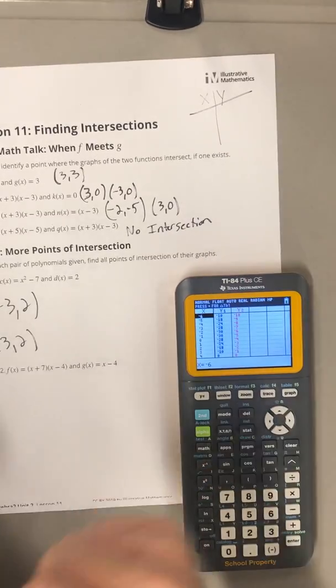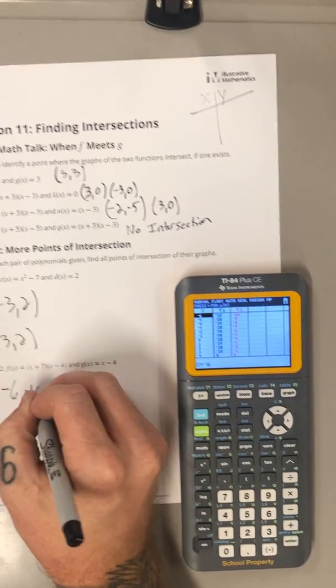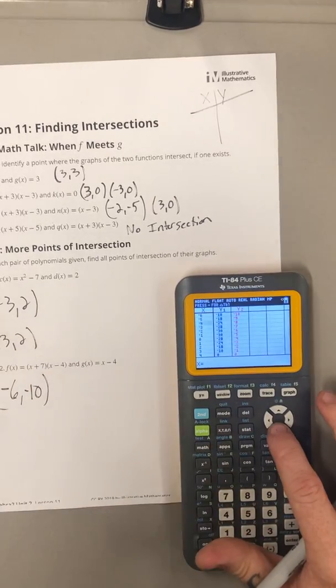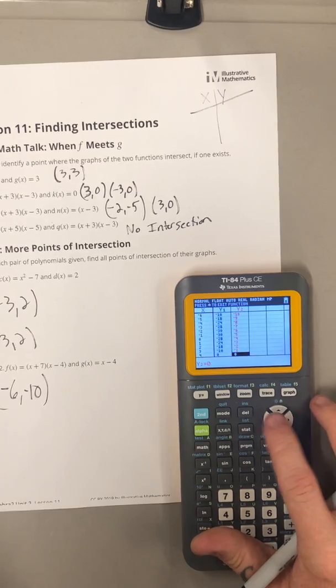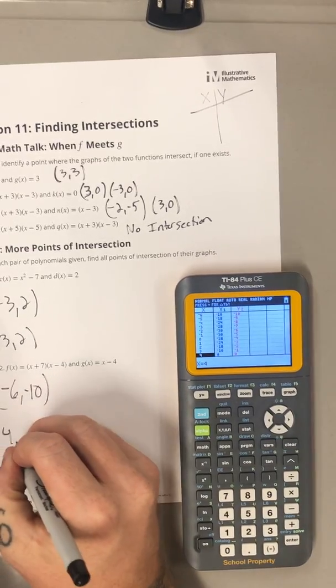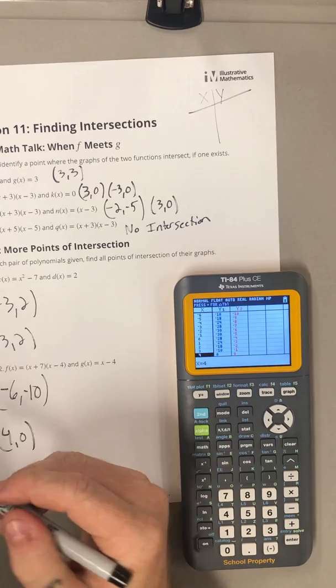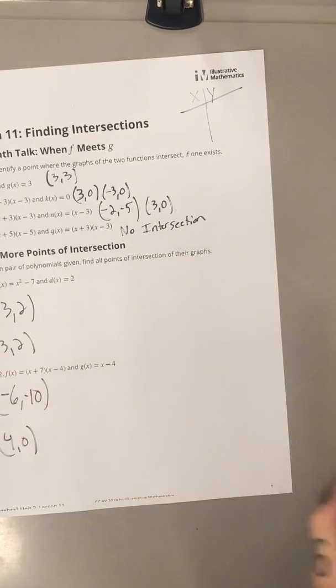So -6 and -10 is one answer. So now we need a positive one, and you can see that right here at 4, 0. So those are your intersection points for this, okay? Relatively simple, moving on to 3 and 4.